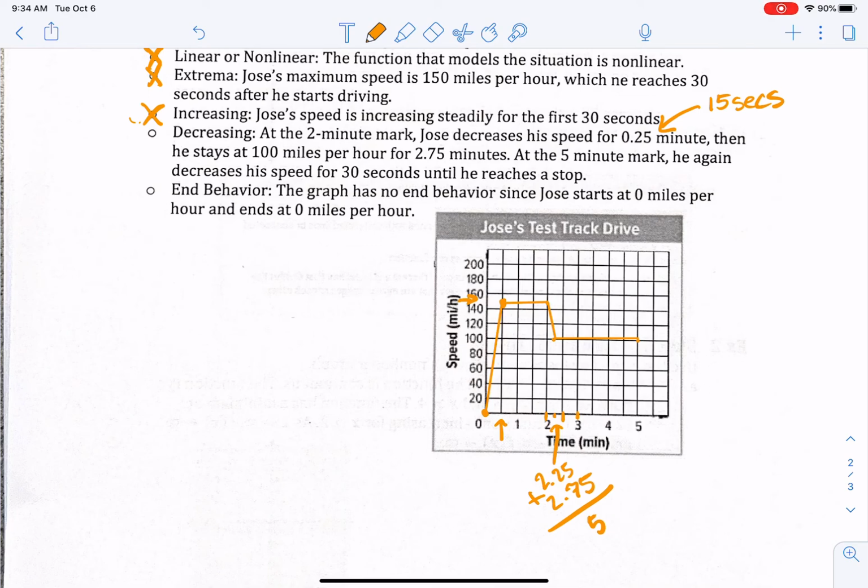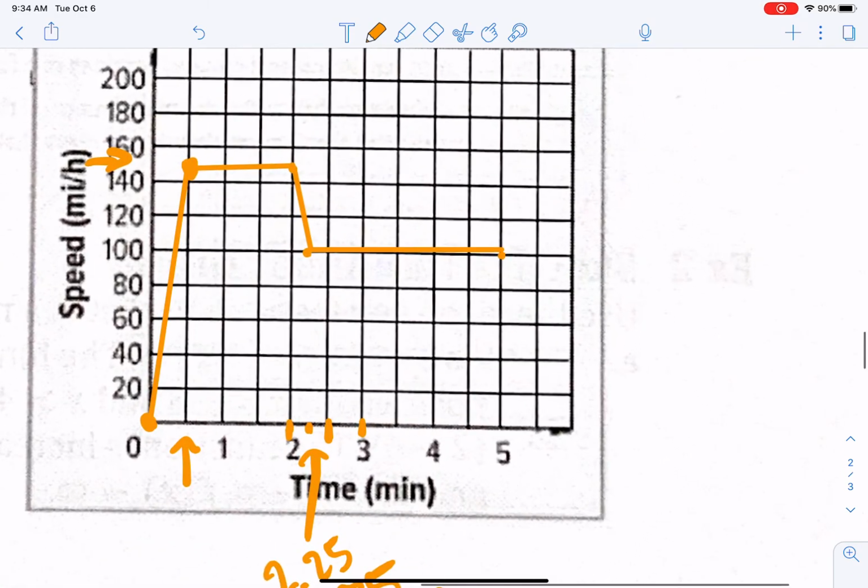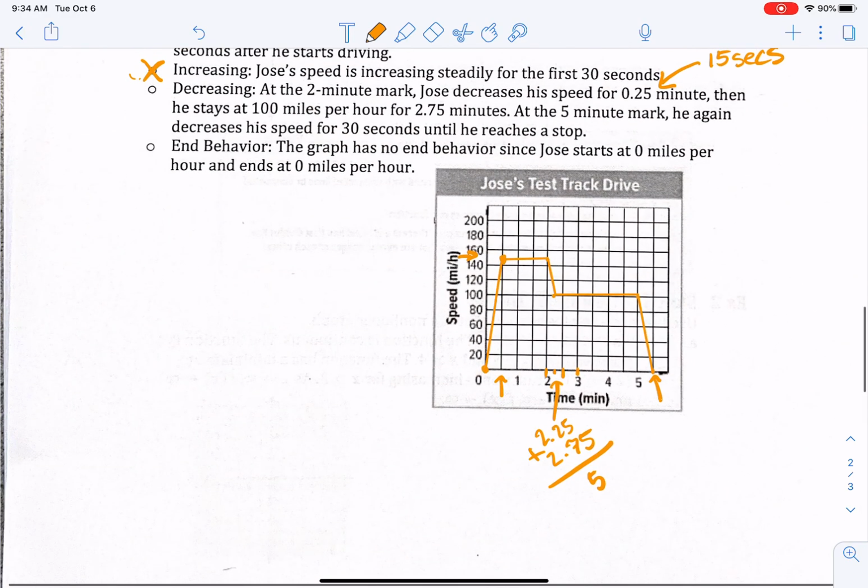Okay, at the 5-minute mark, he again decreases his speed for 30 seconds until he reaches a stop. So at 5 minutes and 30 seconds, he's going to be back down to 0 here. Okay, so we're going from here straight down. That's him decreasing his speed until he reaches a stop. So we've included everything in that bullet point.